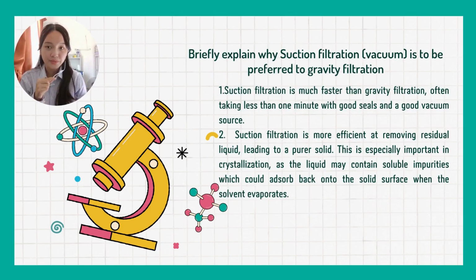In this experiment, why is suction vacuum filtration preferred to gravity filtration? First of all, suction filtration is much faster than gravity filtration, often taking less than 1 minute with good seals and a good vacuum source. Secondly, suction filtration is more efficient at removing residual liquid, leading to a purer result. This is especially important in crystallization, as the liquid may contain soluble impurities which could be absorbed back onto the solid surface when the solvent evaporates.